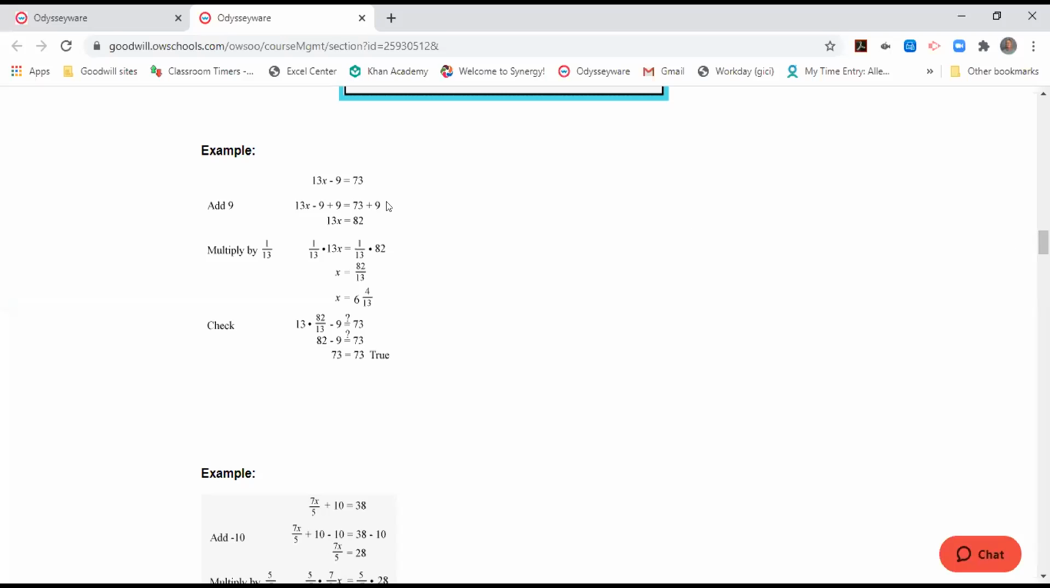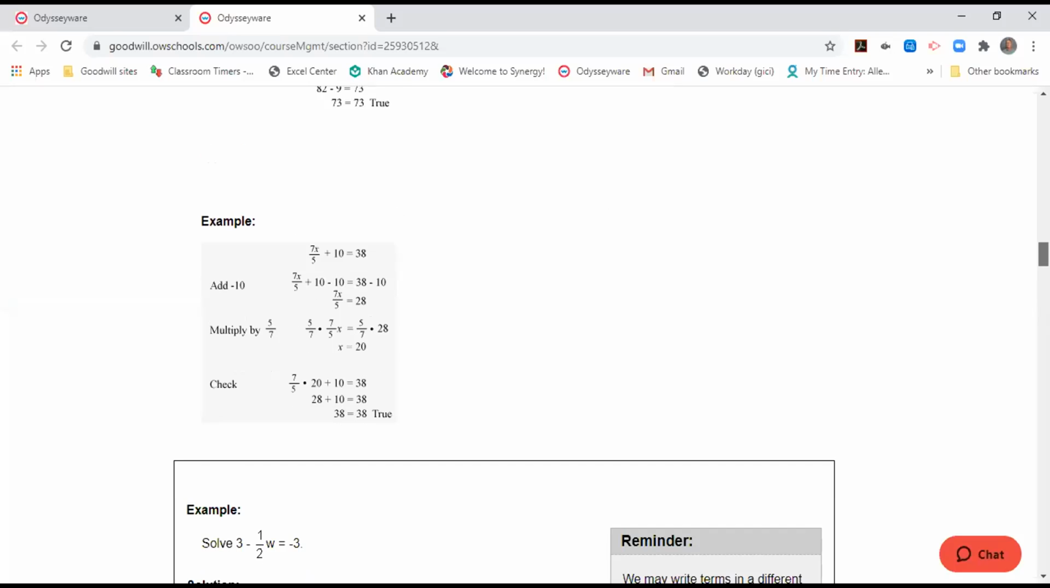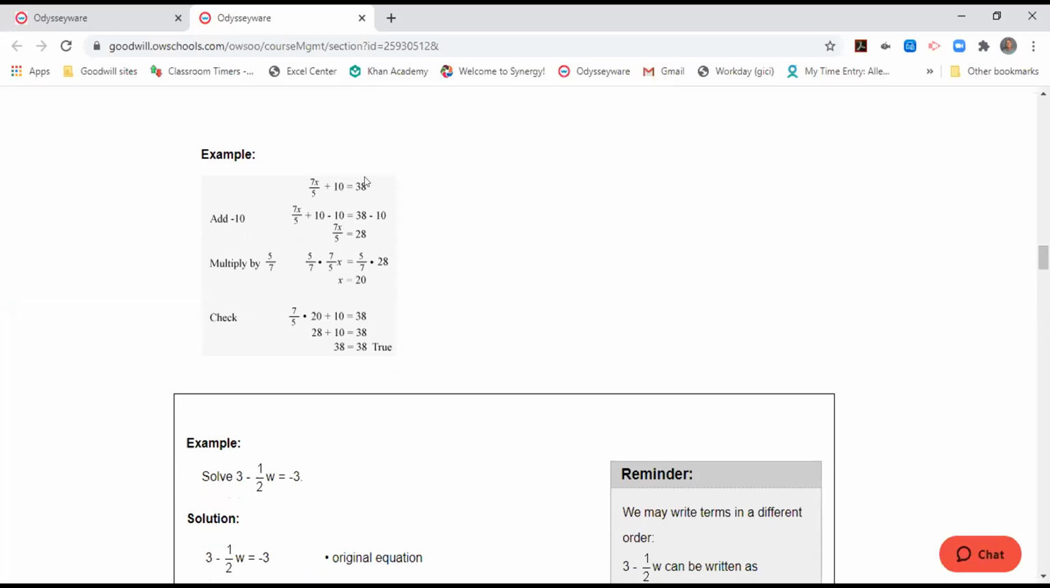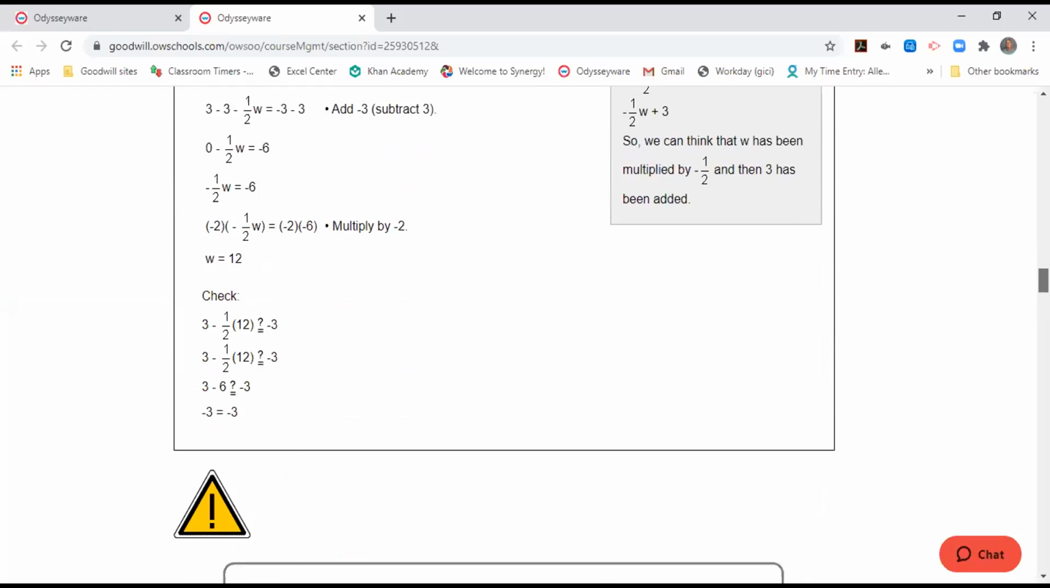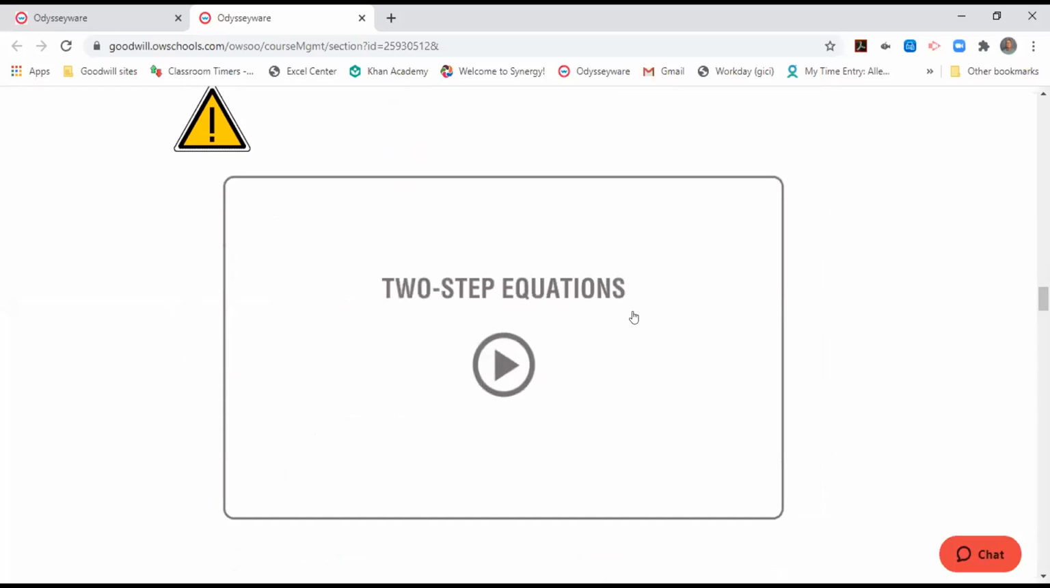So lots of two-step equations here. Some of them are going to have fractions in them like that. So you got to really pay close attention to what opposites are being suggested here in the examples.